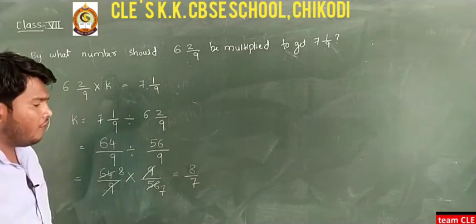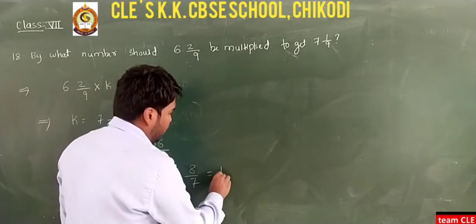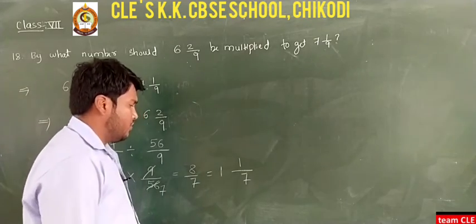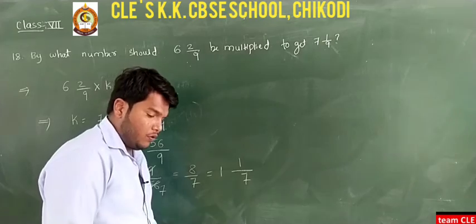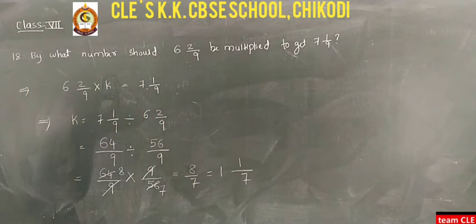Again it is in the form of an improper fraction, so convert it into a mixed fraction. 7 ones are 7, 1 remains, so 1 by 7. That is 1 integer 1 by 7, which is your required answer. Okay dear students, this is the solution for the 18th question. Please note down that we get 1 integer 1 by 7.